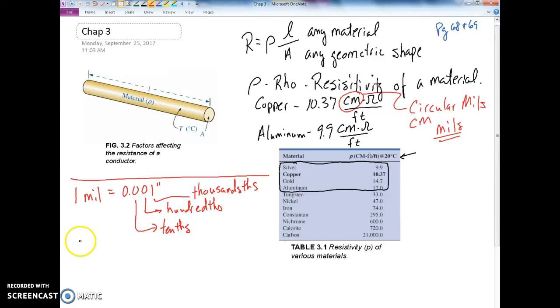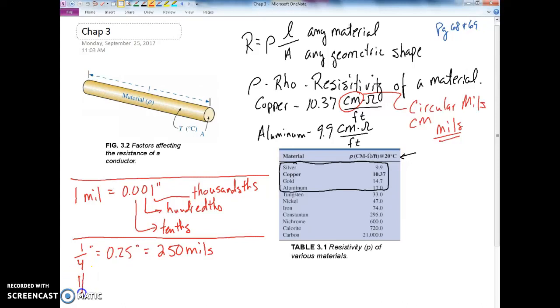Now let's take a look at how we use this. It simplifies things, a couple of things for us. First of all, let's take a look at what this really means. So let's consider 1/4 of an inch. Well, 1/4 of an inch written in decimal would be 0.25 inches. That would equate to 250 mils, or 250 thousandths of an inch.